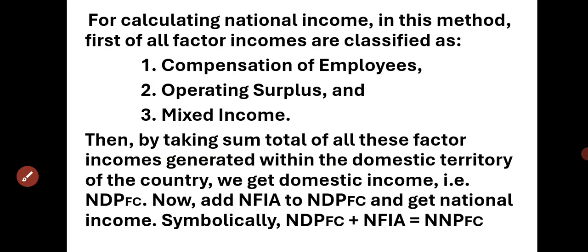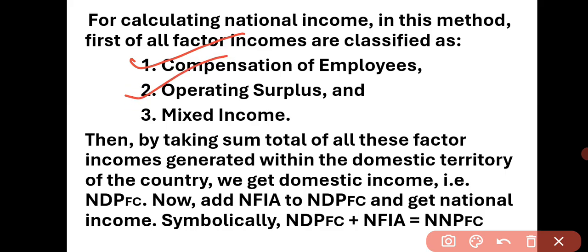For calculating national income in this method, first of all, factor incomes are to be classified. Factor incomes can be classified under three heads. Number one is compensation of employees. Number two is operating surplus. And number three is mixed income. So first of all, what do you mean by compensation of employees?